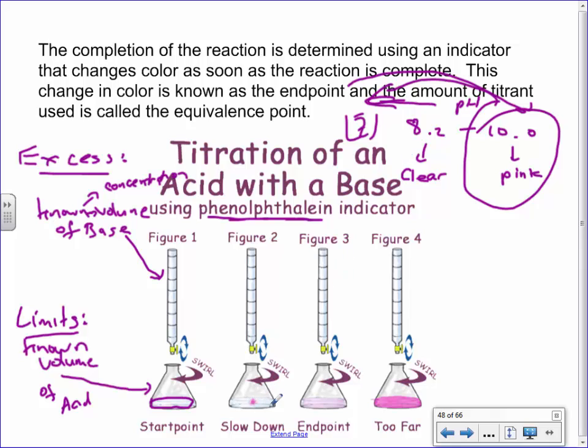So what's going to end up happening, though, is you're going to eventually reach a spot where when you add your base, as it gets dropped in, it's going to stay pink. The reason why it's going to stay pink is that limited amount of acid that you put in the bottom, however much quantity it was, eventually all of it will be neutralized.